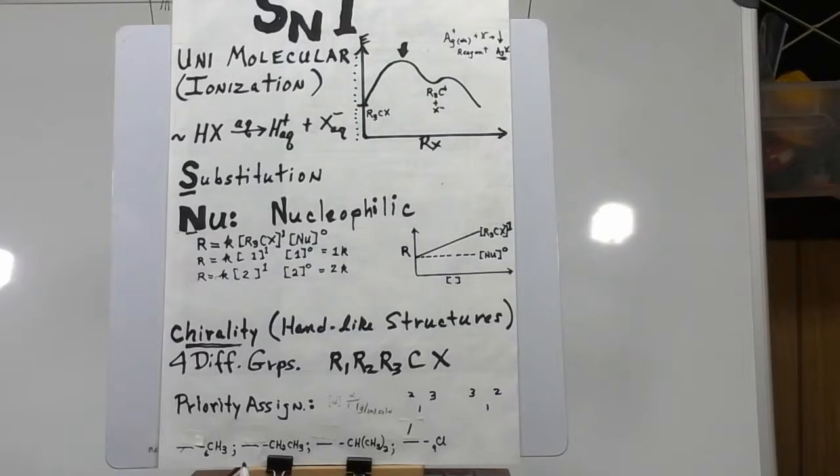Hydrogen is atomic number 1, low priority. Here I have a C with 2 hydrogens, 1 carbon. It's higher priority than this one. But over here I've got a C with 1 H and 2 carbons attached to this carbon. So we're going to make this the higher priority. And so in this case I'm going to make this into a 2 and it becomes 1.